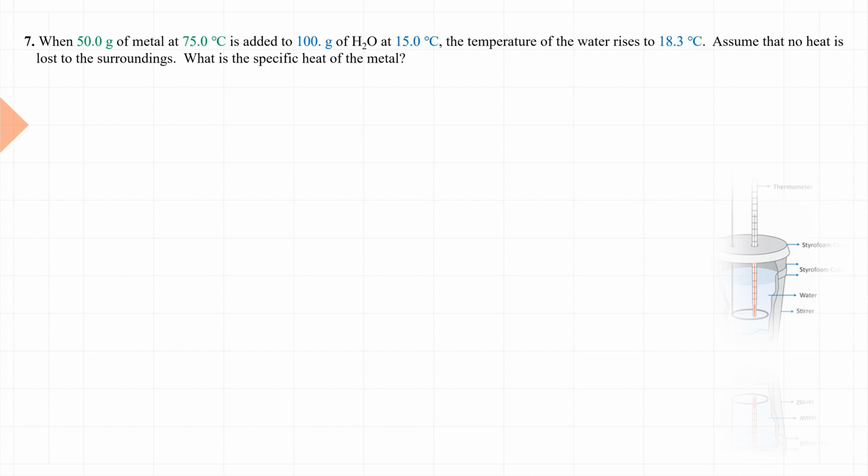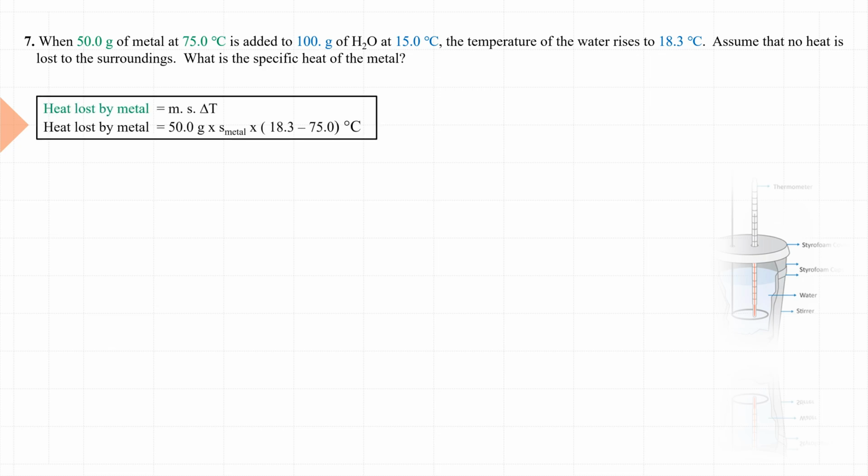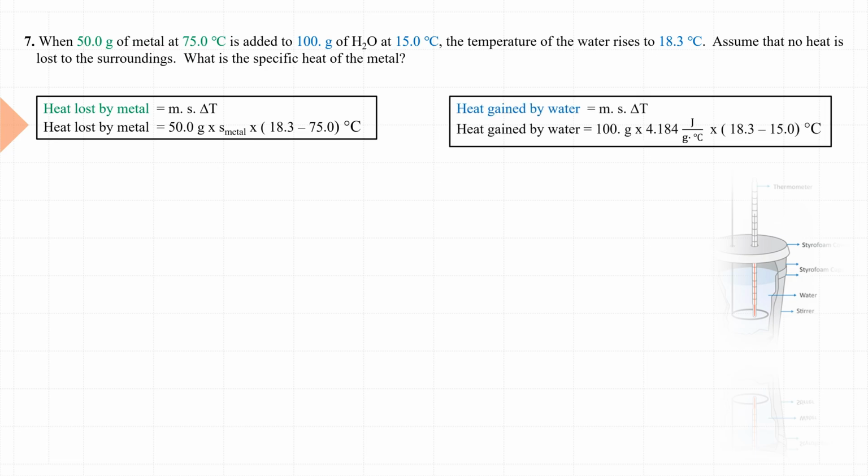Same concept as the previous two questions. Heat lost by the metal: mass of the metal times specific heat of the metal times temperature change. Heat gained by water: water mass is 100 grams times water specific heat times the temperature change, final minus initial. Final is 18.3 minus the initial water temperature of 15.0 degrees Celsius.